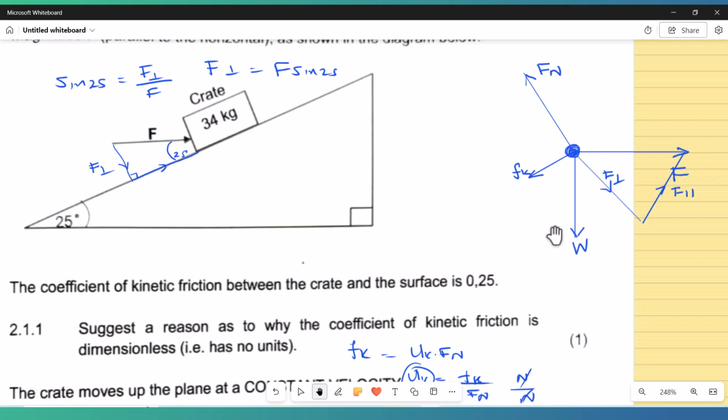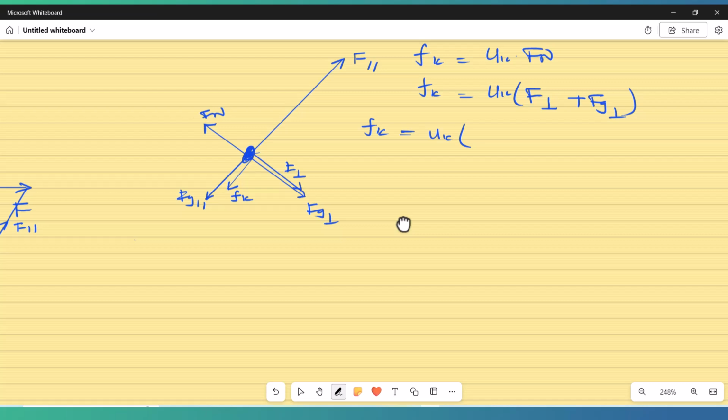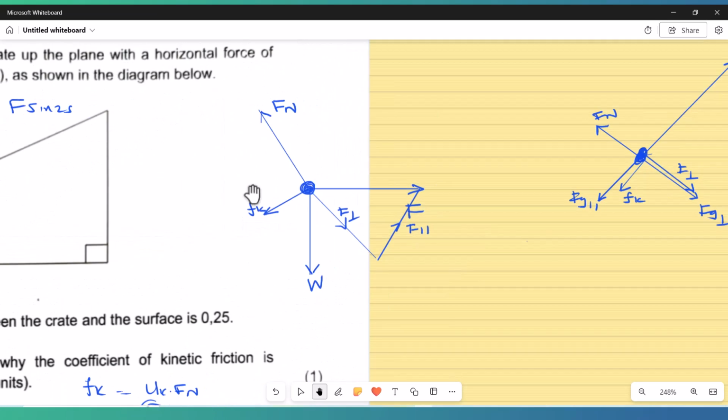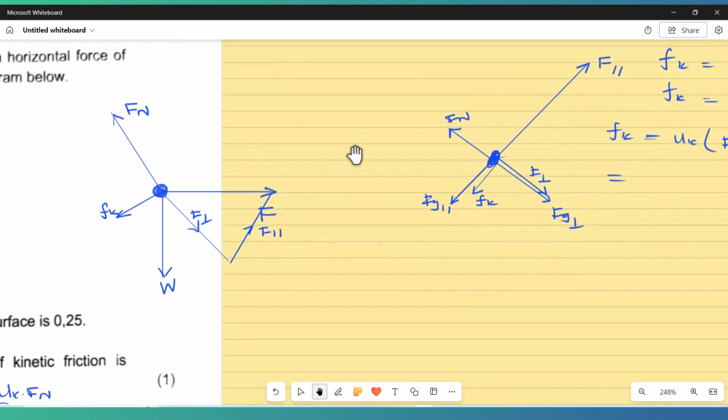So I'm going to put it here. This is the force F, times sine 25. Then FG perpendicular, I think that one we know. We use mg cos 25. Let's now open brackets here. They gave us a coefficient here. Let's check it out, guys. The coefficient given to us, they say it is 0.25. What about the mass? It is 34.